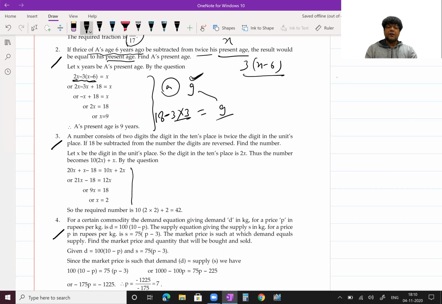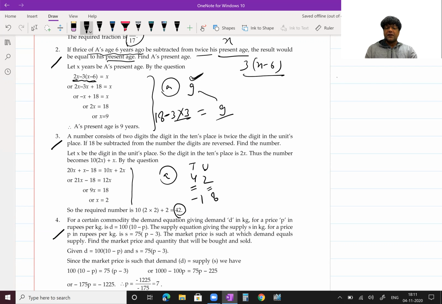Now, the question is saying a number consists of 2 digits. The digit in the tens place is twice the digit in the units place. What is the answer? 42. Obviously it will be present in one of the options. I will go and check the conditions. Guys, this is the units place and this is the tens place. The digit in the tens place is 4. The digit in the units place is 2. The question is saying the digit in the tens place is twice the digit in the units place. 4 is twice of 2. Yes, satisfying. 18 is to be subtracted from the number.